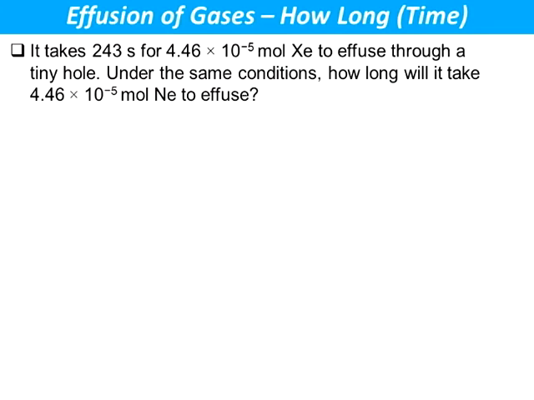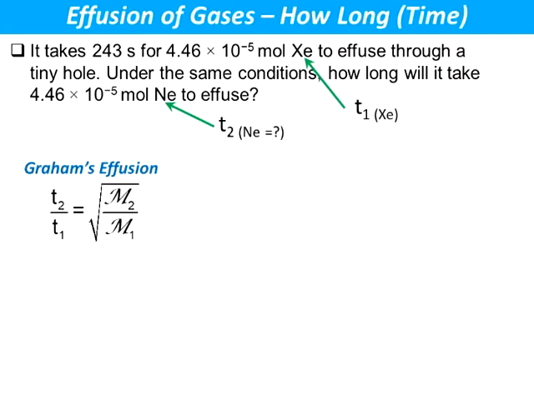Let's work another problem. It takes 243 seconds for 4.46 times 10 to the minus 5 moles of xenon to effuse through a tiny hole. Under the same conditions, how long will it take 4.46 times 10 to the minus 5 moles of neon to effuse? We know that this is clearly an effusion problem because it's passage of time.